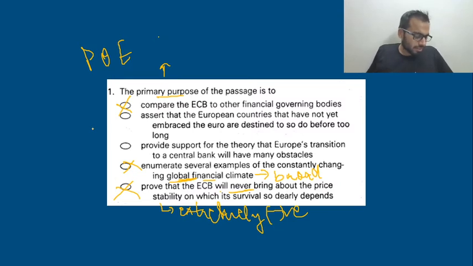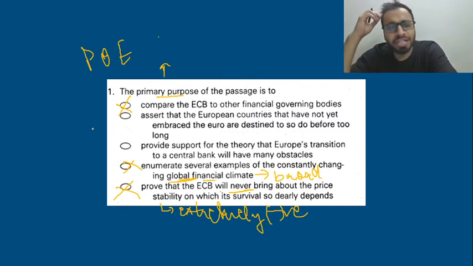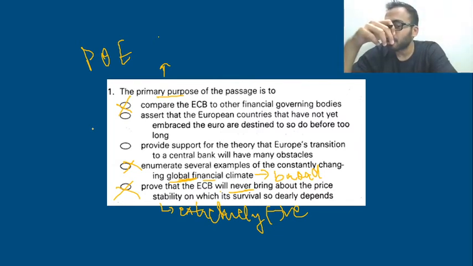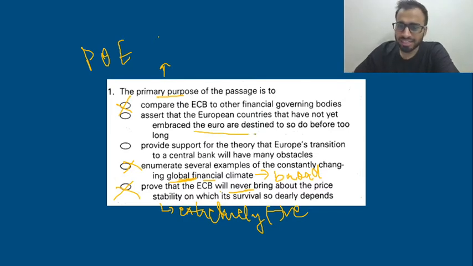Let's look at B and C now. Assert that the European countries that have not yet embraced the euro are destined to do so before too long. Did it assert it? I don't remember anywhere in the passage where the author is saying that they will embrace the euro and are destined to do so before too long. No mention. I don't remember this being mentioned at all. So I eliminate B as well. C is the only option that's left.